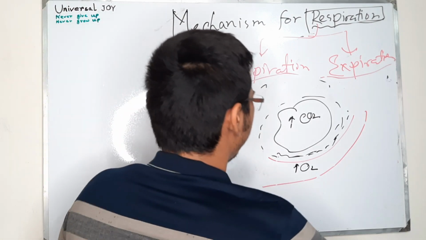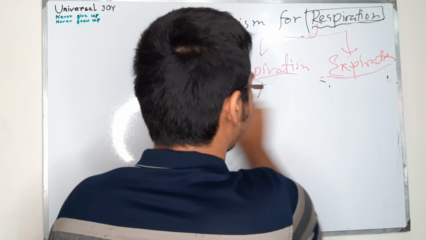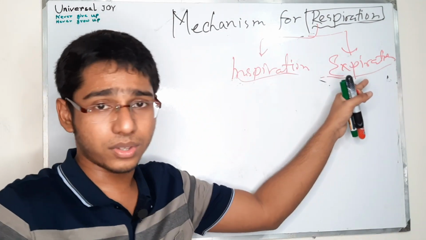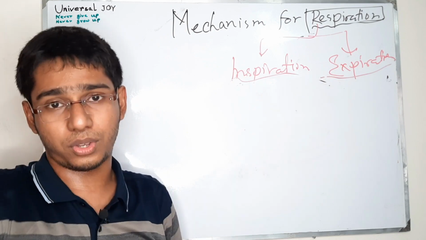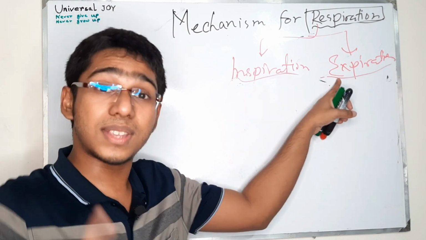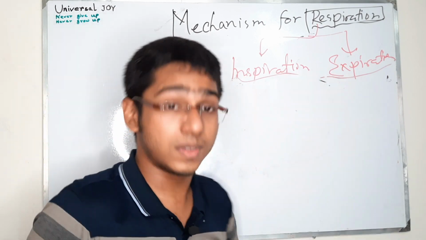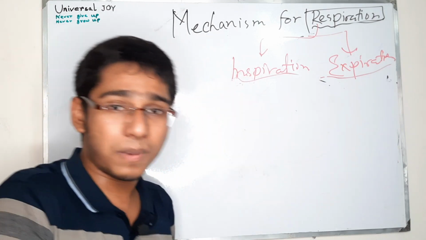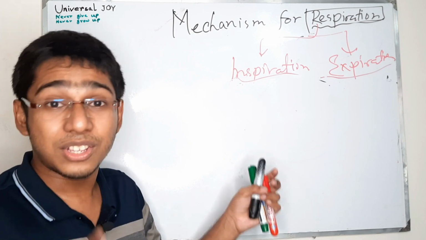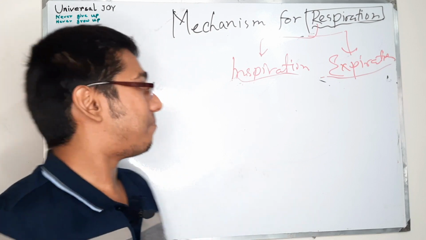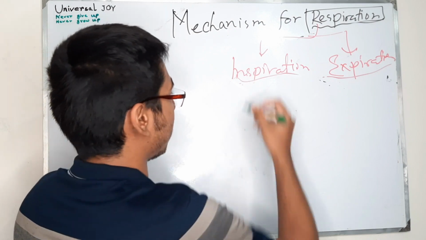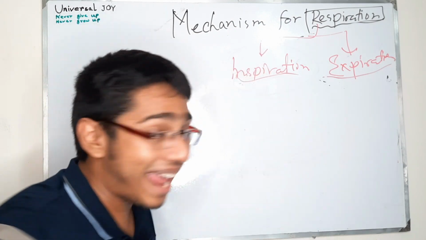Another different thing that you really need to be acquainted with is which one of these two processes is active and which one is passive. Now the process which is badly in need of muscle contraction is known to be an active process. That means inspiration is the active process, expiration is the passive process. Expiration is not an active process.